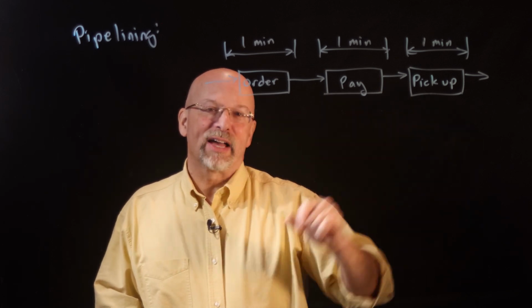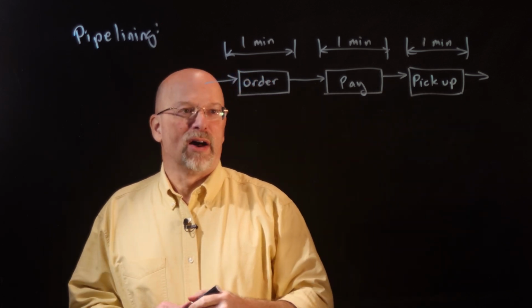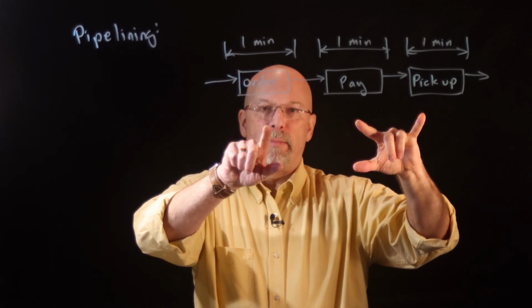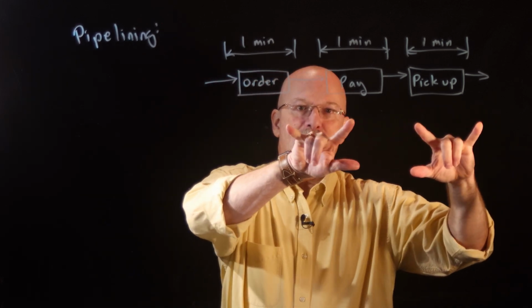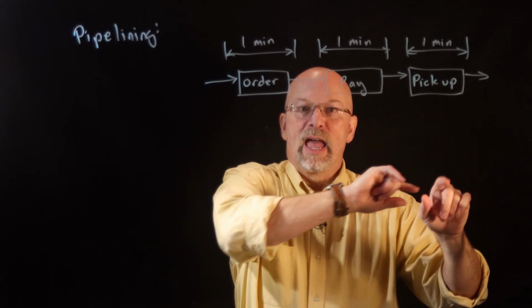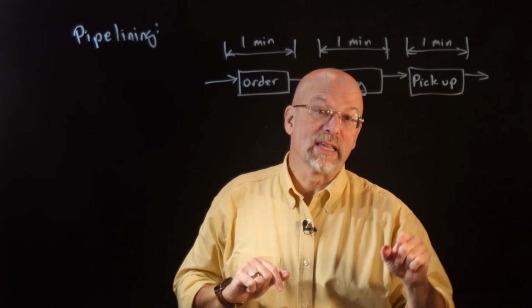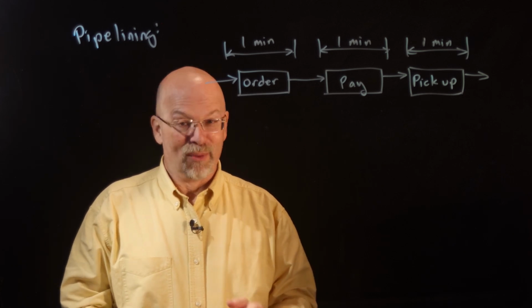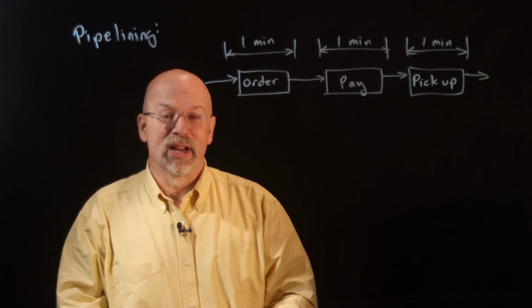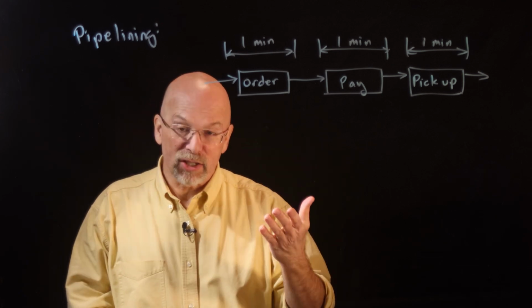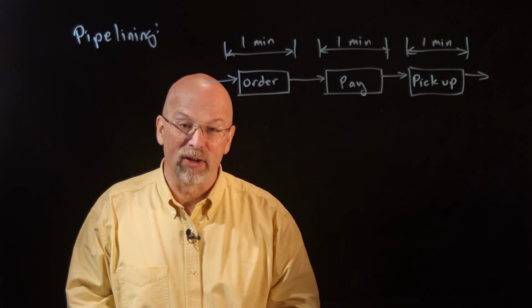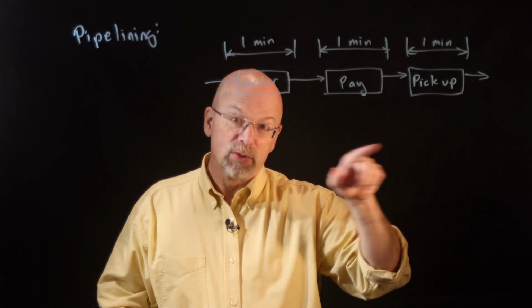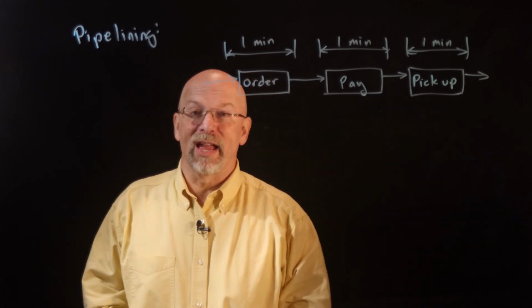But how fast are customers leaving? Well, if you've got one customer in order, one customer in pay, and one customer in pickup, every minute they're moving forward, right? And that means that one customer is leaving pickup every minute. How much faster is that? Well, as far as the restaurant's concerned, they're able to service customers 3 times faster. Instead of being 3 minutes with one window, they've got 3 windows and one customer is leaving once every minute.